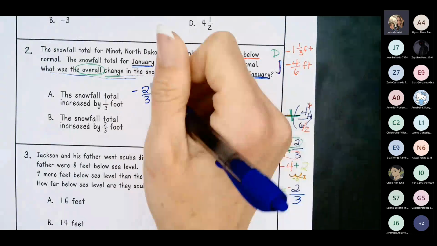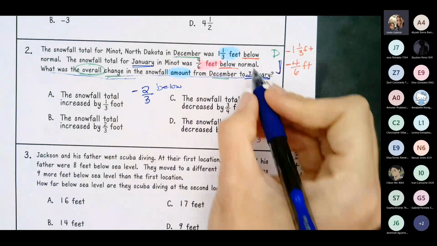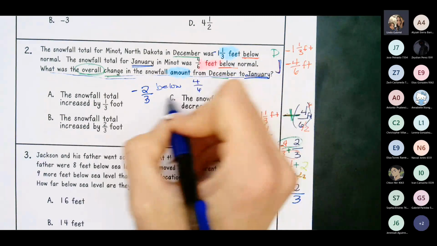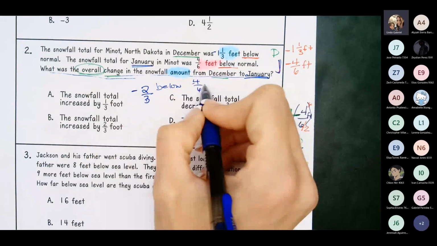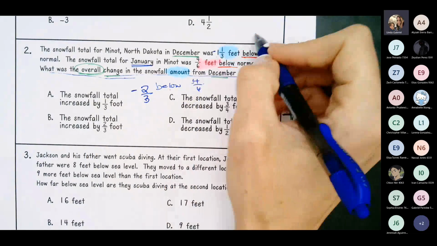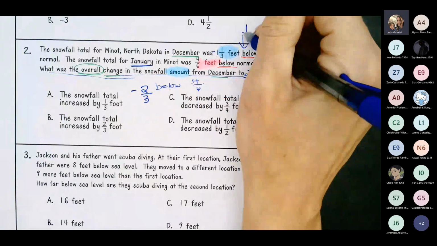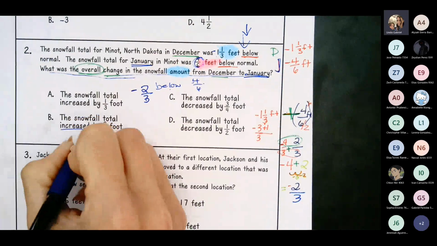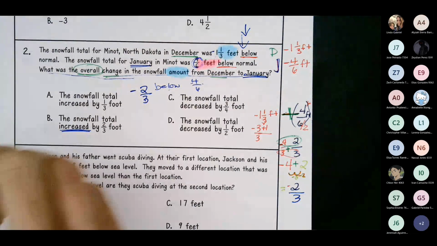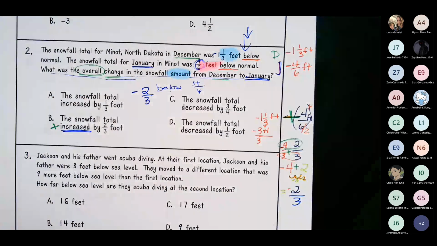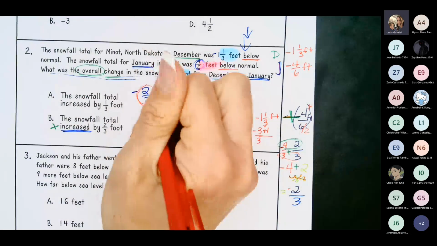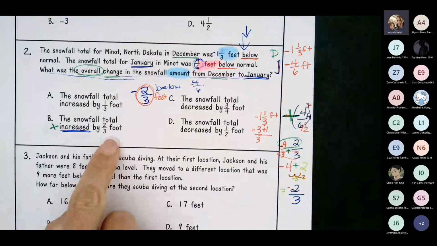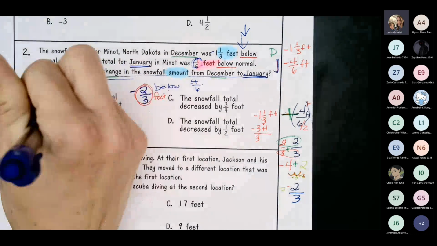But it's just asking what was my overall change. And if I went -1/3 and I went to -4/6, that means that I increased value, right? Really below normal, and now I'm a little bit less below normal, right? So my snowfall actually increased, right? Increased by 2/3 of a foot. The answer was 2/3 of a foot. So the snowfall increased by 2/3.